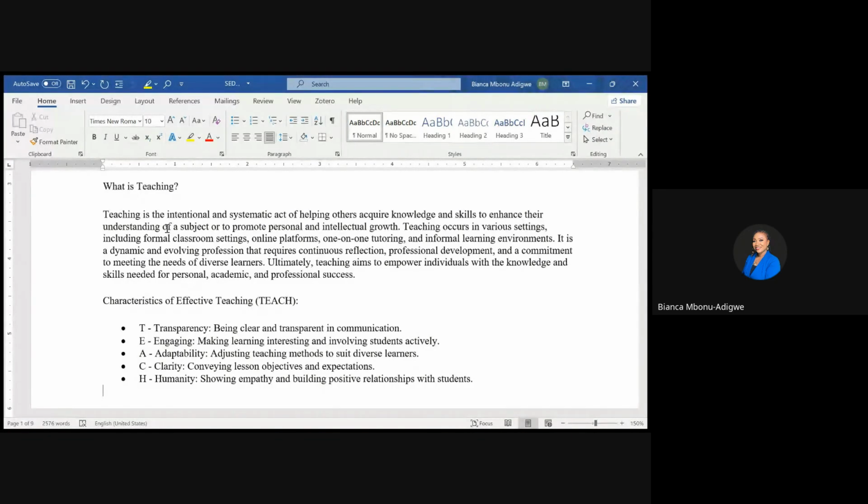It can be online classroom. It can be one-on-one, and it can still be informal. Now, online classroom can also be formal, just the way we are right now. It can also be formal.